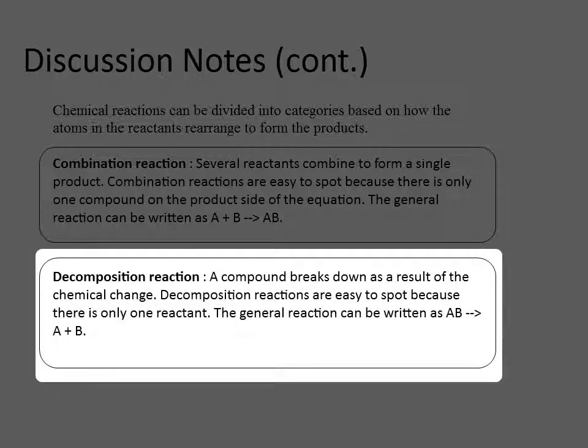In a decomposition reaction, a compound breaks down as a result of the chemical change. Decomposition reactions are easy to spot because there is only one reactant. The general reaction can be written as substance AB produces substance A and substance B.